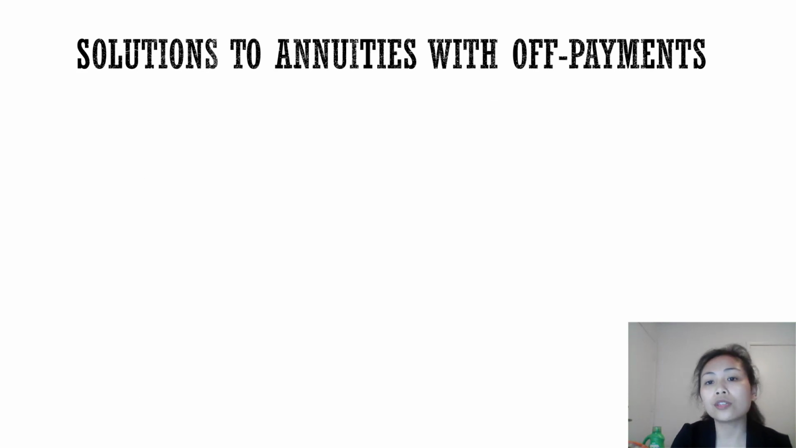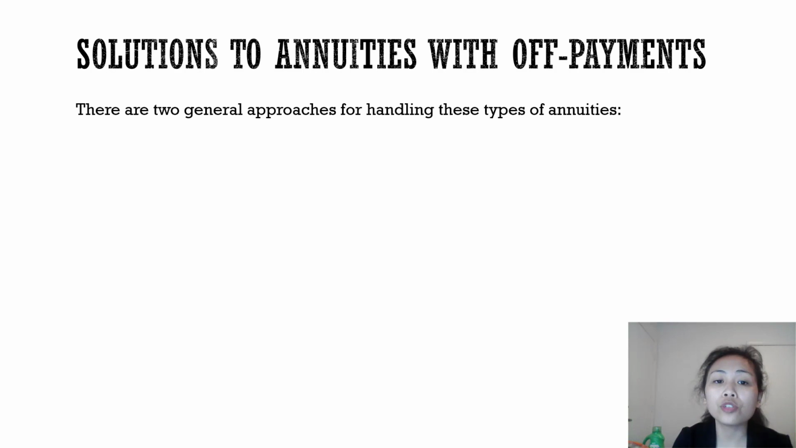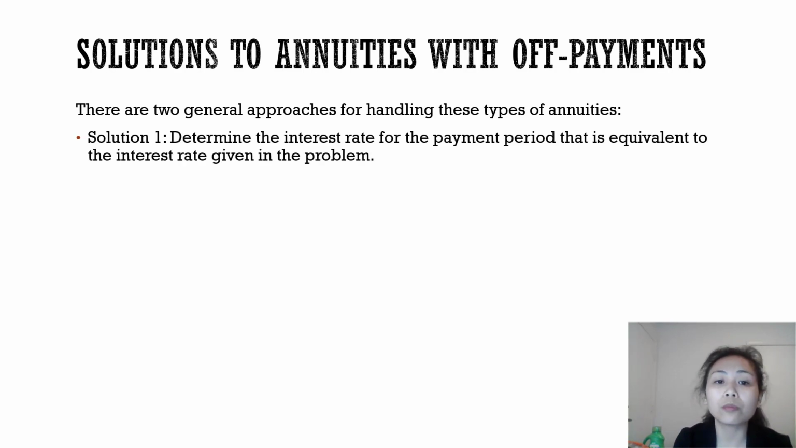The solution to annuities with off payments. There are two general approaches for handling these types of annuities. Here's the thing, we have two periods: one period of interest and one period of payments, and because they're not the same, we are going to fix one and change the other. In the first solution, we determine the interest rate for the payment period that is equivalent to the interest rate given in the problem. That means we fix the payment periods and we manipulate the interest rate.